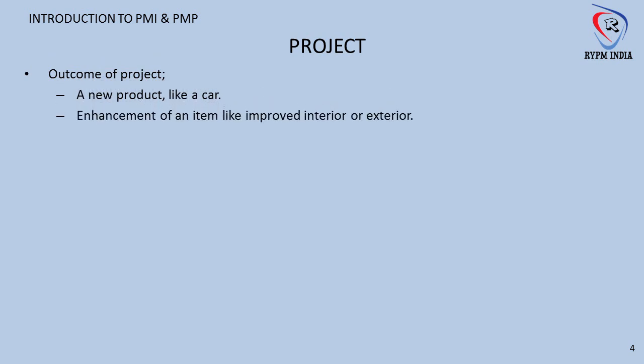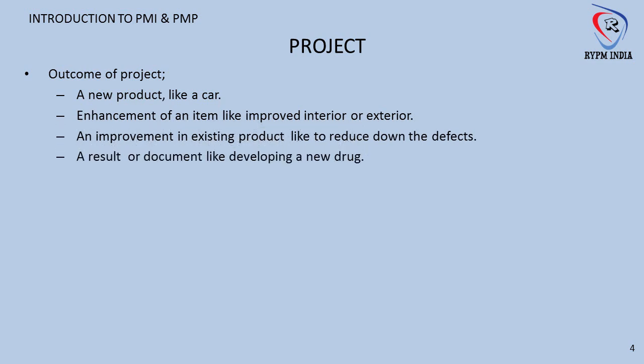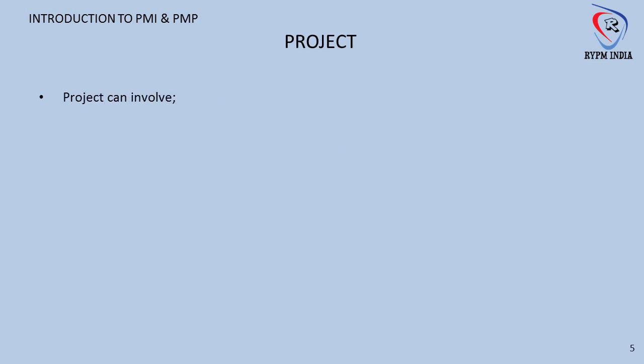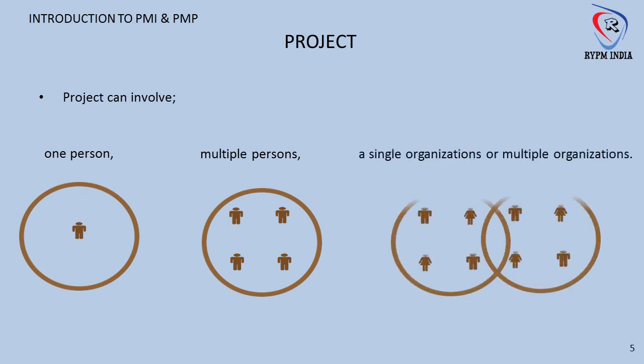Now let us see the outcome of a project. A new product, like a car. Enhancement of an item, like improved interior or exterior. An improvement in an existing product, like to reduce the defects. A result or document, like developing a new drug. A project can involve one person, multiple persons, single organizations or multiple organizations.